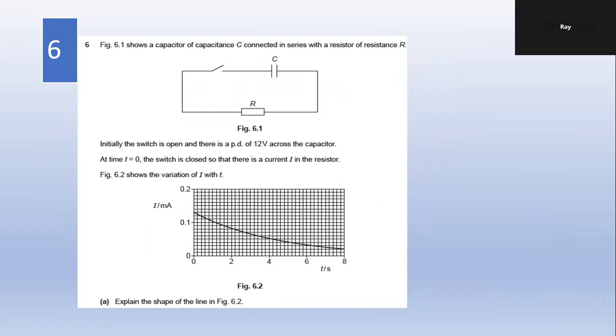Figure 6.1 shows a capacitor of capacitance C connected in series with a resistor of resistance R. Initially, the switch is open and there is a potential difference of 12 volts across the capacitor. At time t equals 0, the switch is closed so that there is a current I in the resistor. Figure 6.2 shows the variation of current with time. Explain the shape of the line in 6.2. You want to try?